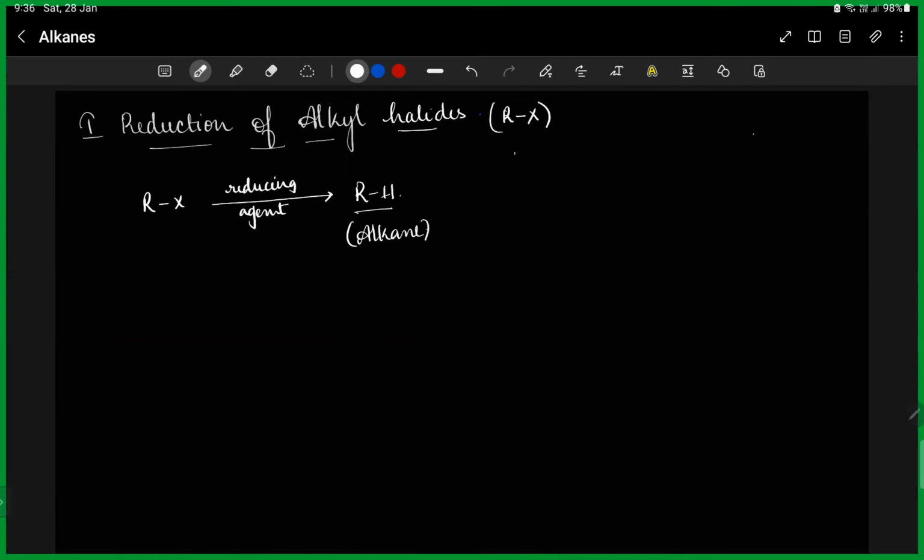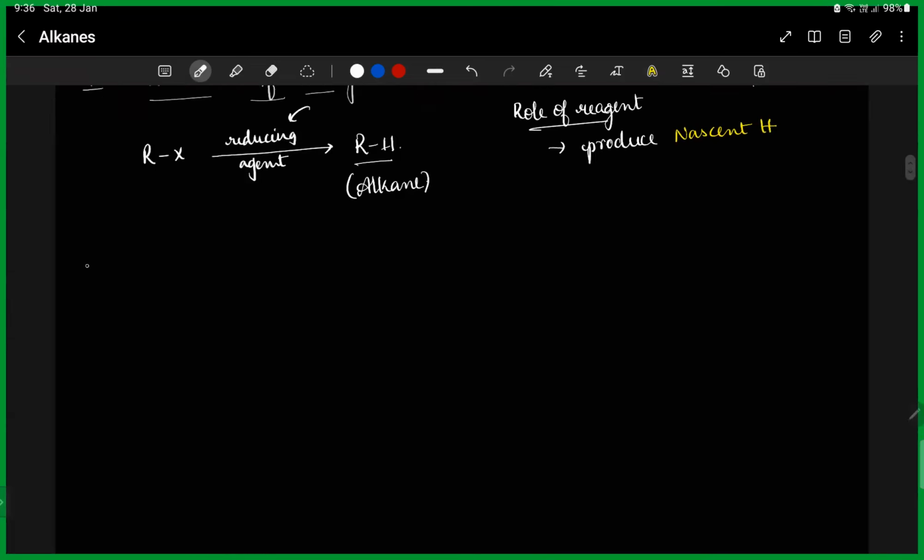So what is the role of this reagent? The role of the reagent is to produce nascent hydrogen. This reducing agent which we are adding here is helping in the production of nascent hydrogen. Nascent hydrogen helps in breaking of the bond and attaching of H. So what are the reducing agents you are using in the reduction method? We have many questions in alkanes, so reagents are very important.